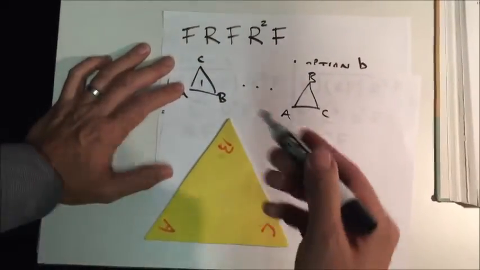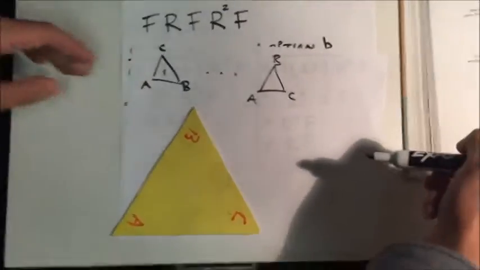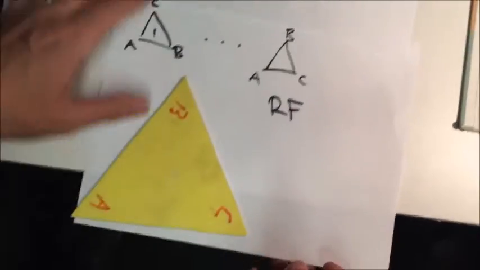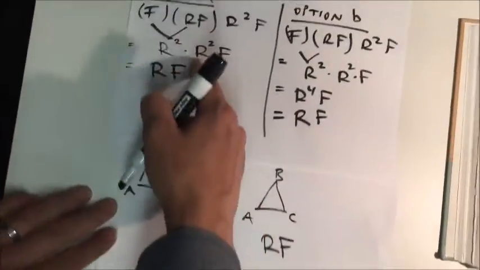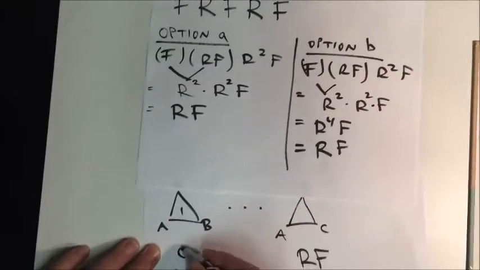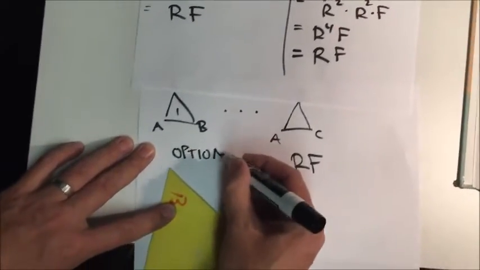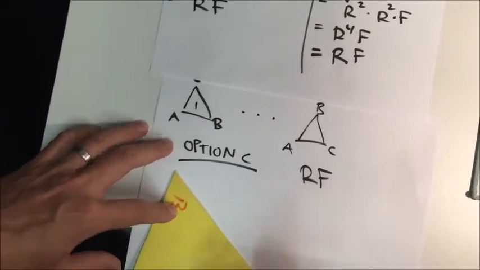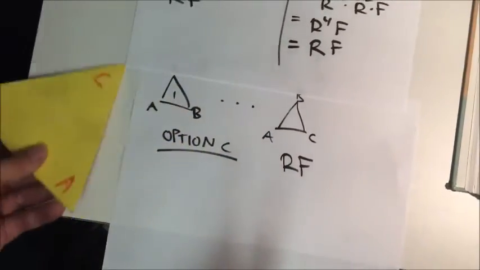Now the question is, which one of these different arrangements is this? I have A, C, B. Look at that, RF. So that's why I said that there were 3 ways to a solution. We have option A, option B, and then flipping and rotating the triangle is our option C. So that's that.